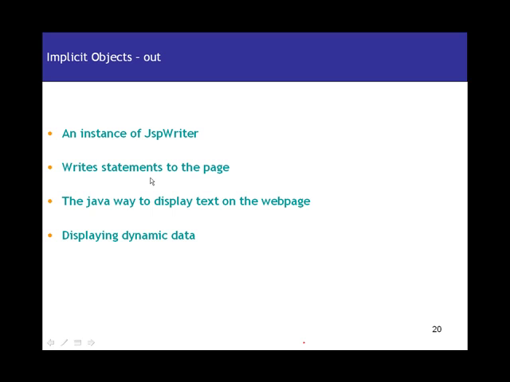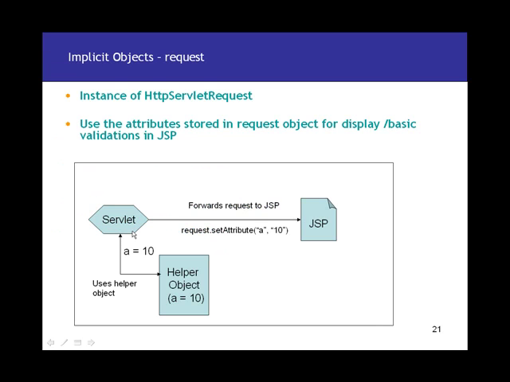In simple HTML terms, when you want to display something on your page, how do you do that? You write that text, whatever you want to be displayed, in the body element of the HTML. Similarly, this is the Java way of displaying text on a web page. If there is something dynamic which needs to be displayed on your HTML page, you definitely cannot use simple HTML, because HTML is static and not dynamic. When you want something dynamic to be printed on the page, you can use the out implicit object. So that's about the out implicit object.